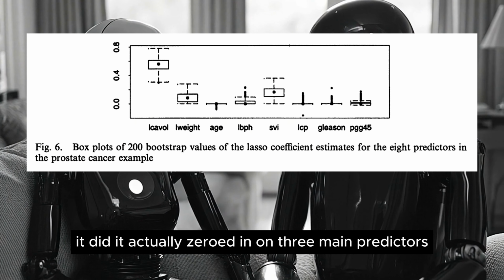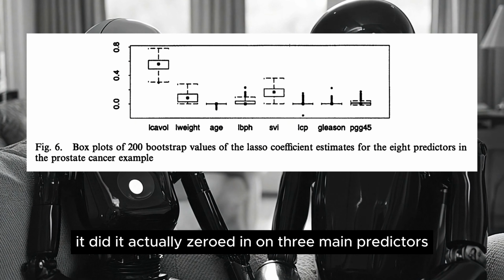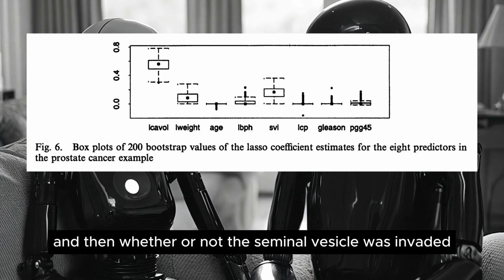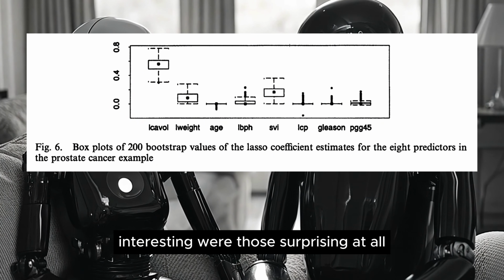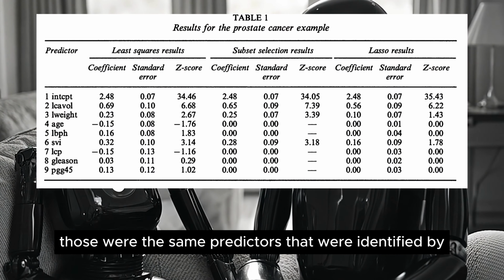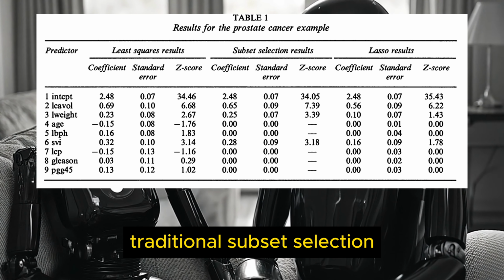It did. It actually zeroed in on 3 main predictors: the volume of the cancer, the weight of the prostate, and then whether or not the seminal vesicle was invaded. Interesting. Were those surprising at all? Well, here's the kicker. Those were the same predictors that were identified by traditional subset selection.